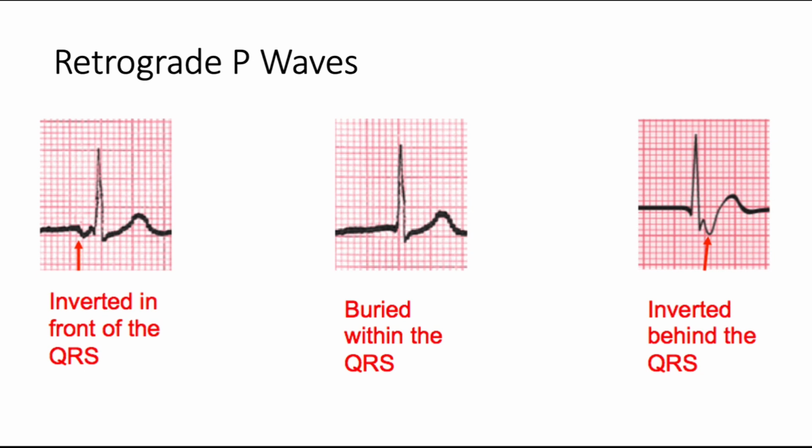From here, this is an example of retrograde P waves, and there's multiple different types. What this tells us is that the atria may be firing, but the ventricles are kind of getting the jump on them. And so we can see that there's a retrograde P wave that's inverted, one that's maybe buried within the QRS, or it can be behind the QRS.